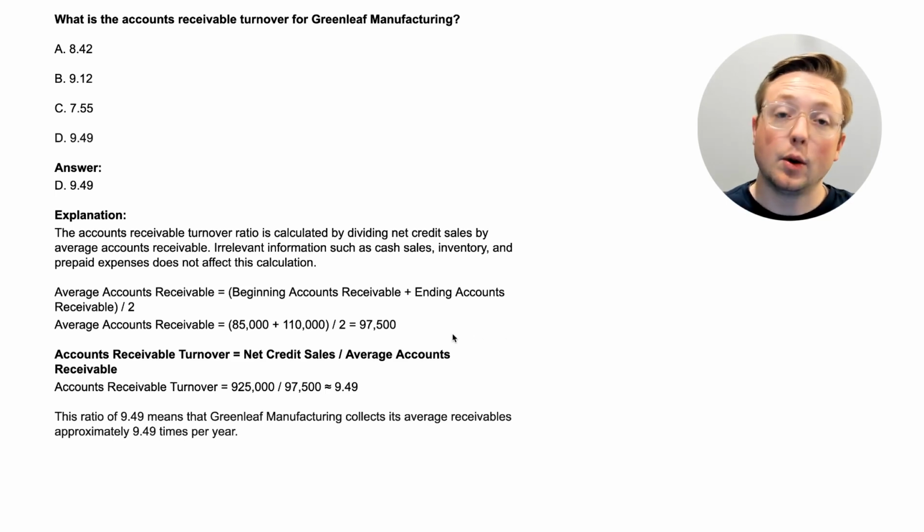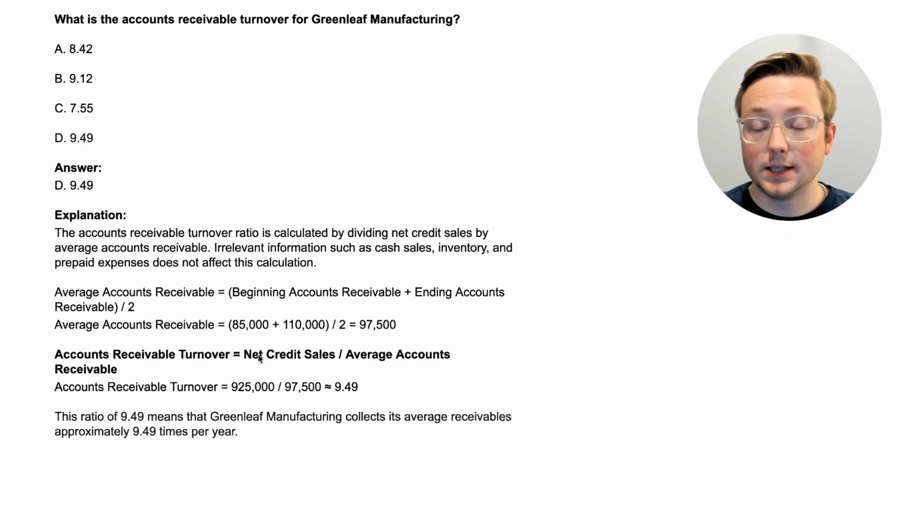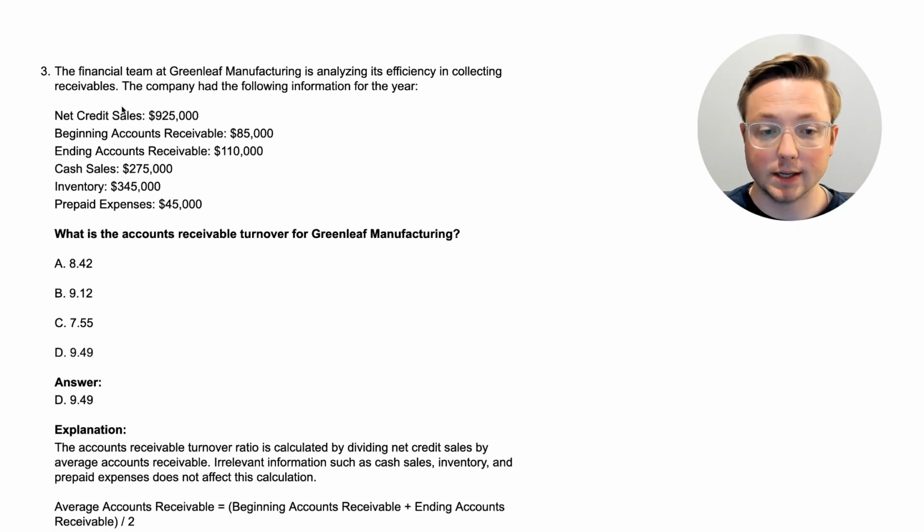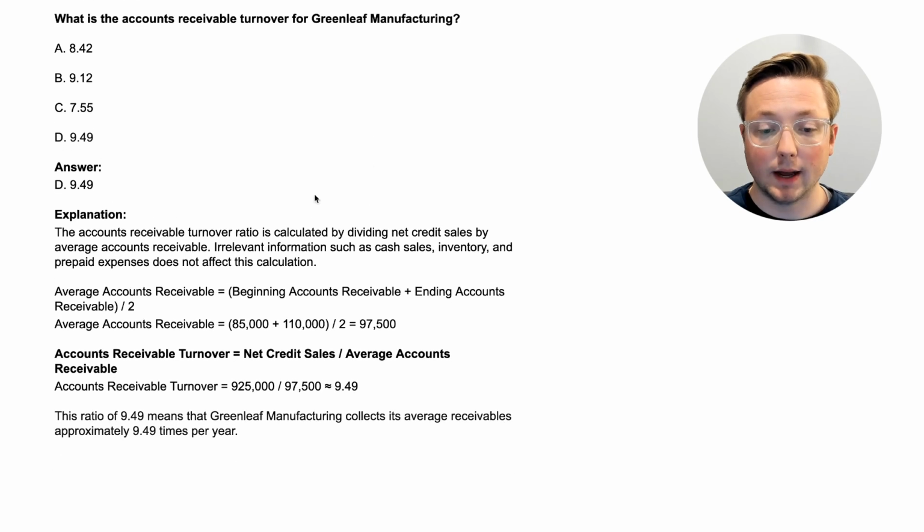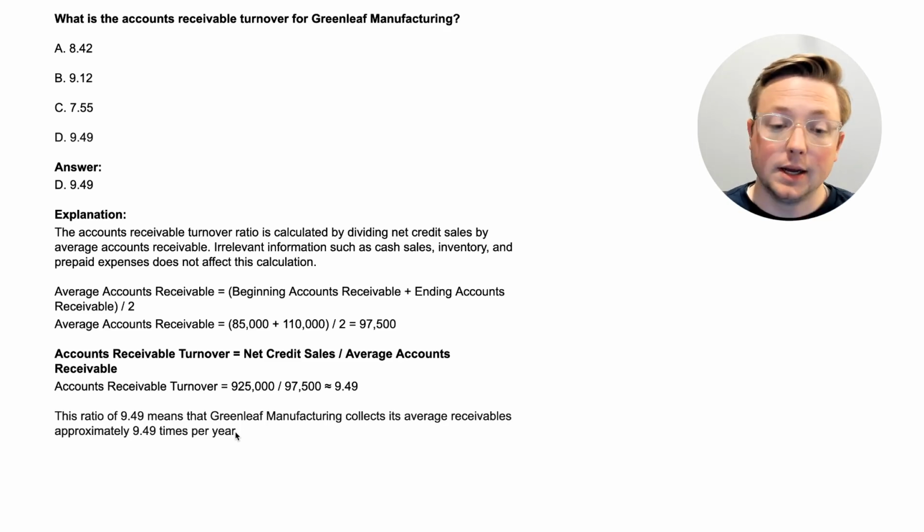So with that, now we can calculate the actual turnover, which again is net credit sales over average accounts receivable. So we take the $925,000 of credit sales that was up there, and we divide it by the $97,500 of average accounts receivable, and that gives you roughly 9.49 of accounts receivable turnover. That means that throughout the year, they collected their average accounts receivable approximately 9.49 times a year. So they were able to collect their accounts receivable almost 10 times throughout the year. That's pretty good. So that is the accounts receivable turnover ratio.